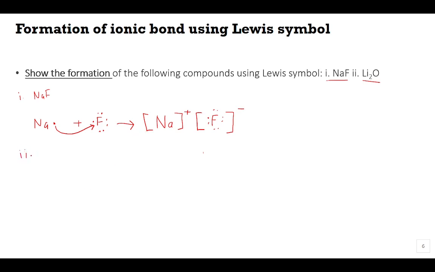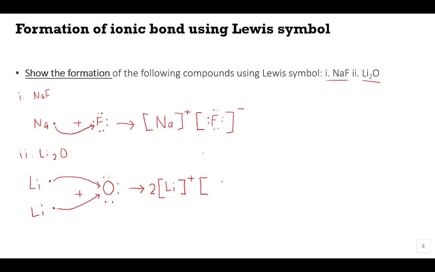Okay, what about if you have two of the same atom? The same thing, you just need to draw two. So lithium 1, lithium 2 plus oxygen, which has 6 valence electrons: 1, 2, 3, 4, 5, 6. This one transfers one electron here, and this one transfers one more electron here. So you will get lithium that is positively charged, but there are two lithium. So the 2 you put at the front here. Do not put it here, that is wrong.